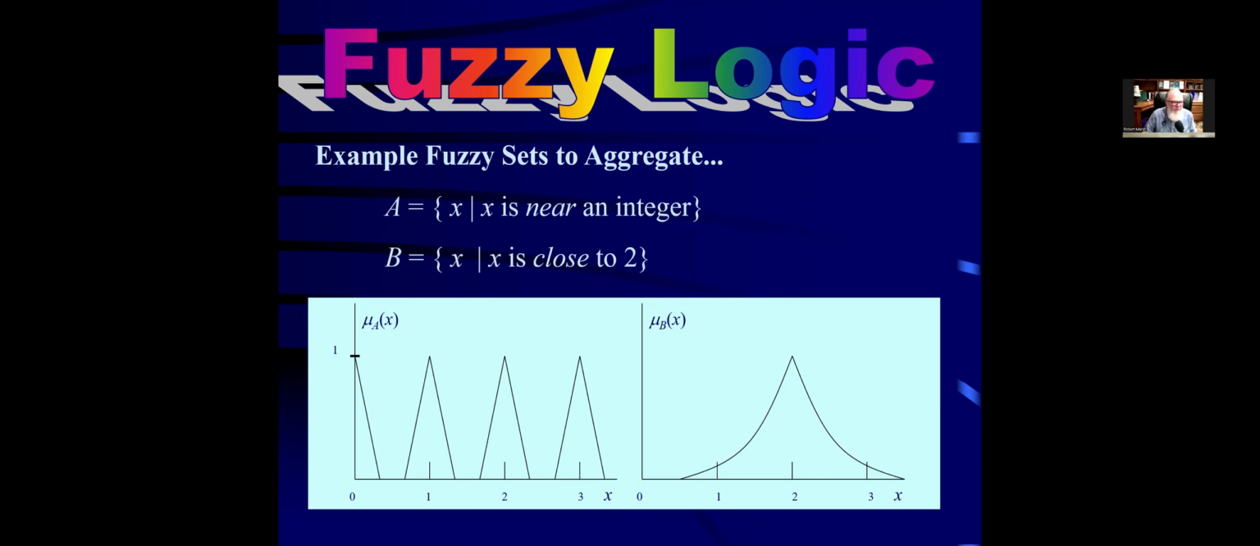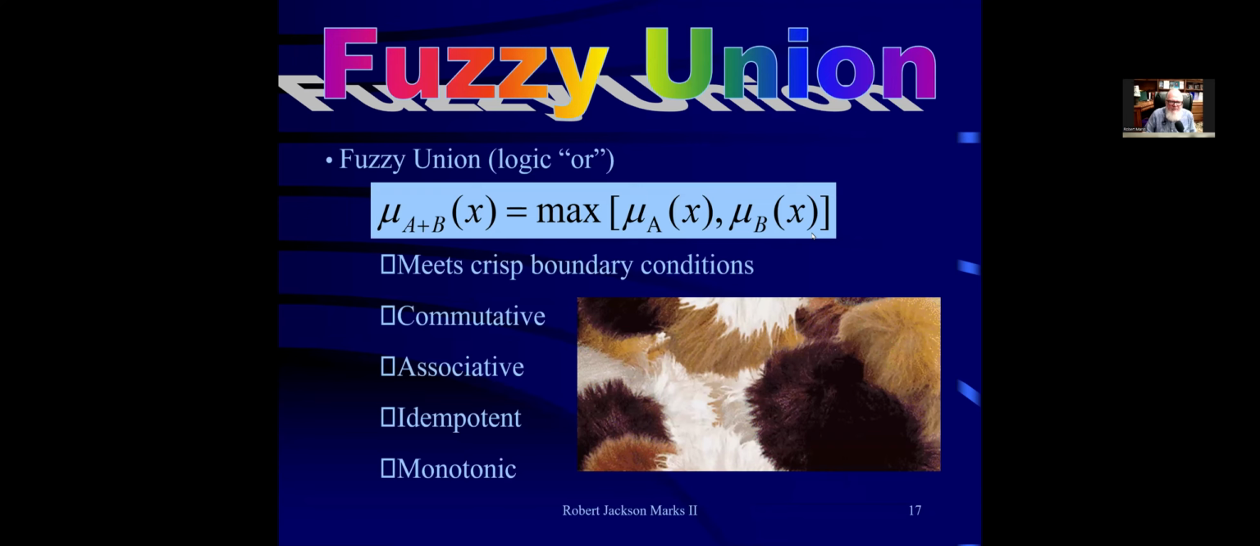So here we go. It turns out that the fuzzy union is the maximum of the two membership functions, that is mu sub A and mu sub B. So you take the two membership functions. This is Zadeh's original idea, and you take the maximum of them. First, it meets the crisp boundary conditions, and I'll review this in a minute. If, for example, mu sub A and mu sub B are crisp membership functions, it becomes the conventional Boolean OR operation in terms of a fuzzy membership function.